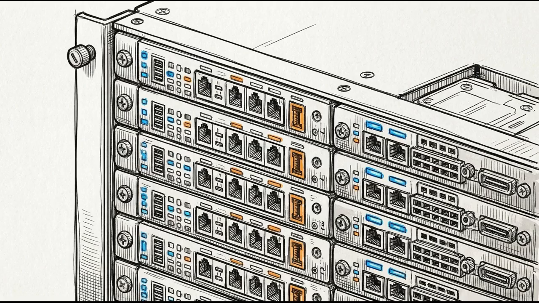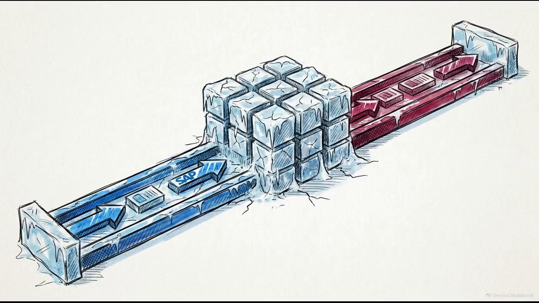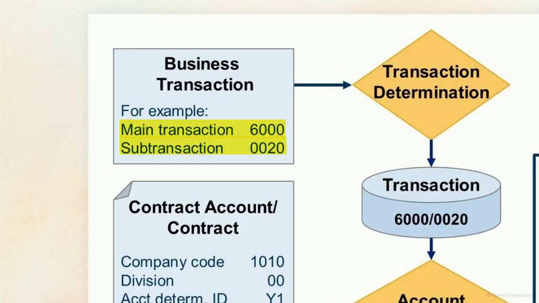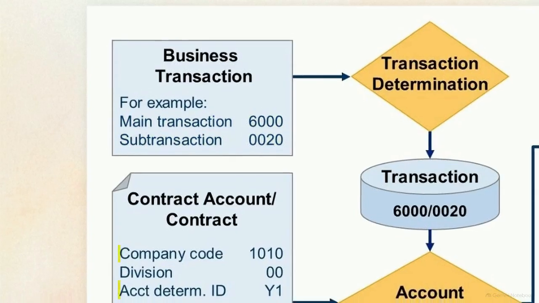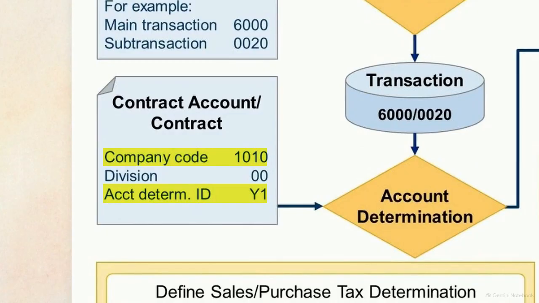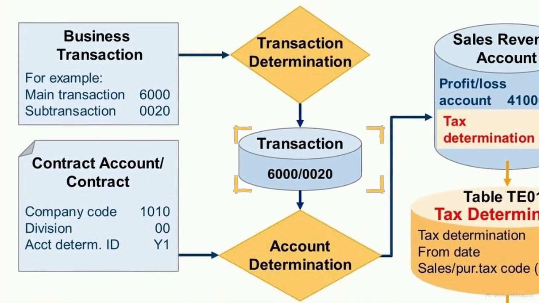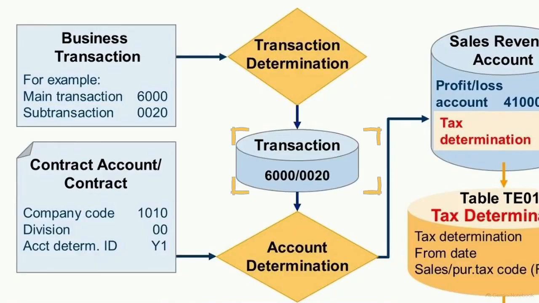Managing this data flow requires a specific sequence that separates the initial transaction processing from the final tax calculation. The starting point is the business transaction itself, represented by main transaction 6000 and subtransaction 0020. We also pull mandatory parameters from the contract account, specifically company code and account determination ID. These distinct data points converge to initiate the automated processing sequence.